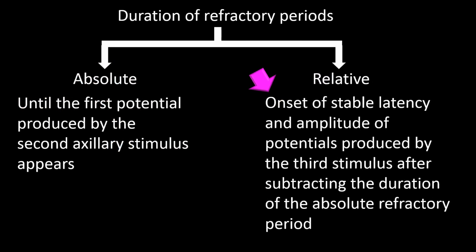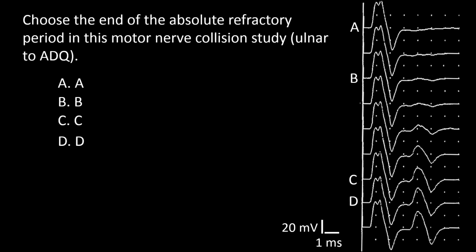The duration of the relative refractory period is obtained by subtracting the absolute refractory period time from the time spent between the first axillary stimulus, in this case from the axilla, and the first of the second stimulus producing an M wave with consistent amplitude and latency. So the answer to this question is B.